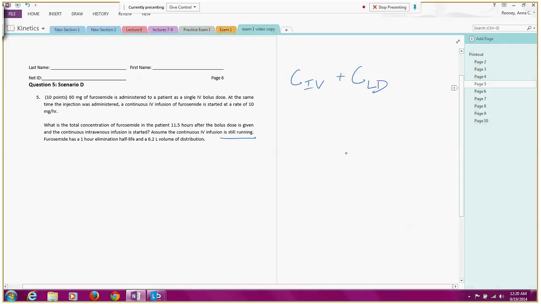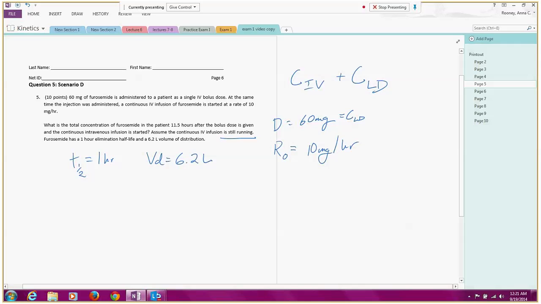All right, so they give us the dose, which is 60 milligrams, and that's in our loading dose. They also give us the rate of infusion for our concentration IV, which is 10 milligrams per hour. So this drug, we have T half-life. The elimination half-life is 1 hour, which is going to be really convenient later. Our volume of distribution, which we don't have to calculate out, this is the patient-specific one, is 6.2 liters.